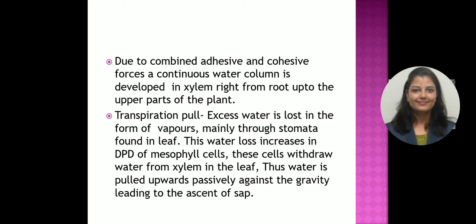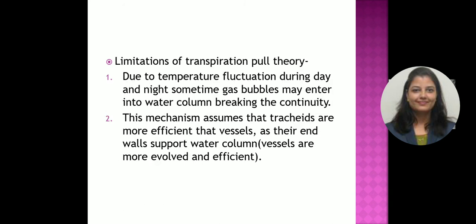And what is transpiration pull? The excess water is lost in the form of vapors mainly through the stomata found in the leaf. This water loss increases the DPD of mesophyll cells. These cells withdraw water from the xylem in the leaf, and thus the water is pulled upward passively against gravity, leading to the ascent of the sap.